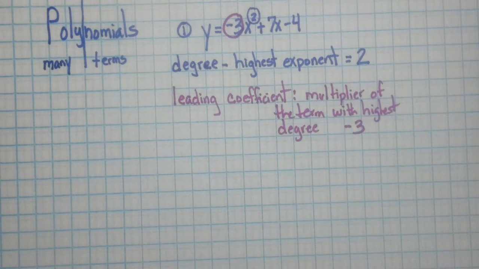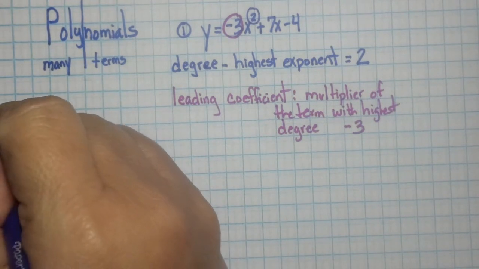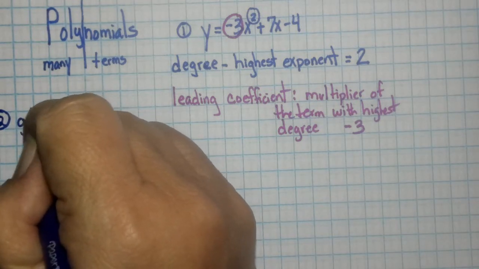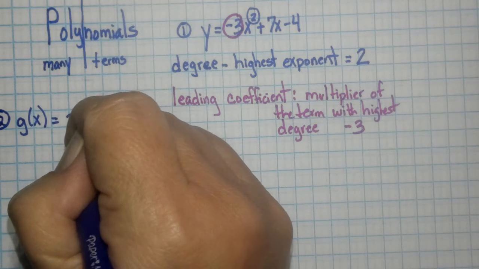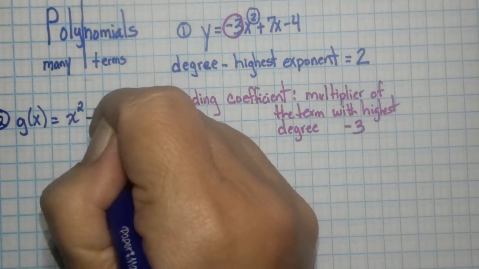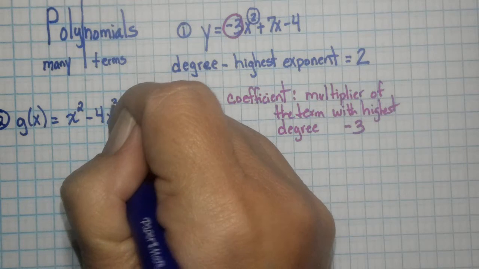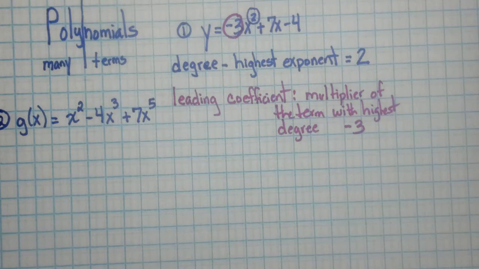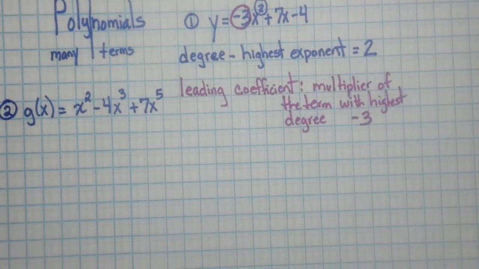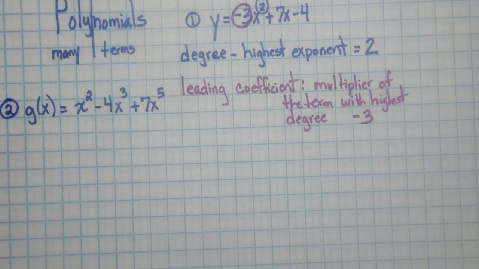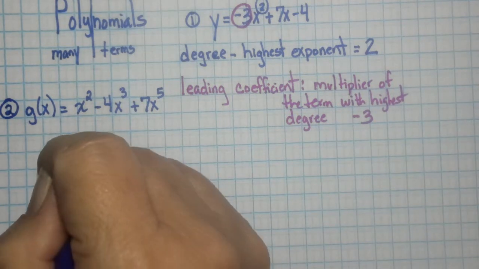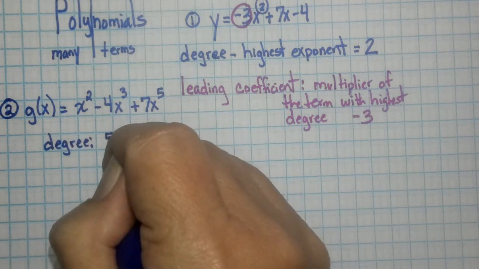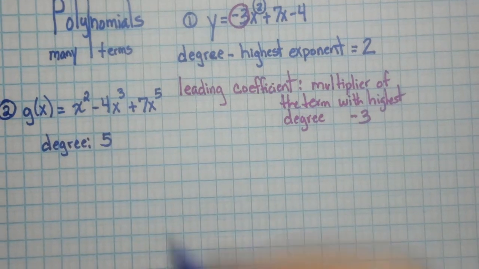Alright, so let's just look at another polynomial. I'm going to write it in function notation. G of x equals x squared minus 4x cubed plus 7x to the 5th. Alright, what is the degree of this polynomial? 5. The degree is 5. It's the greatest exponent.